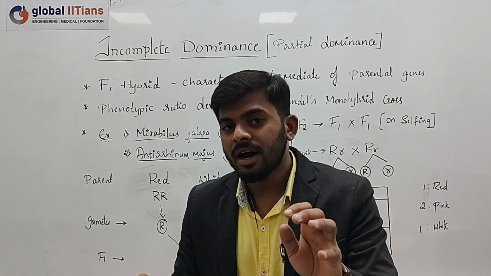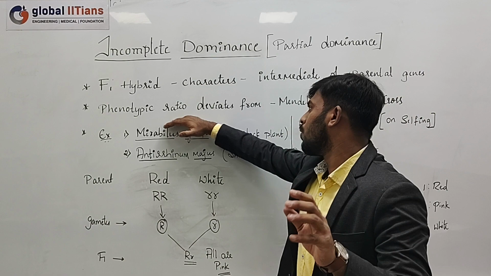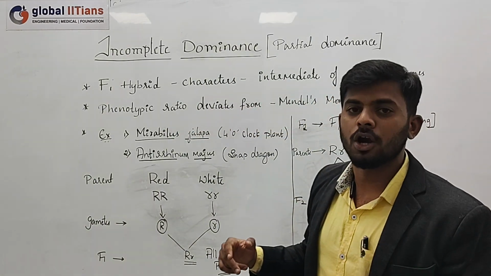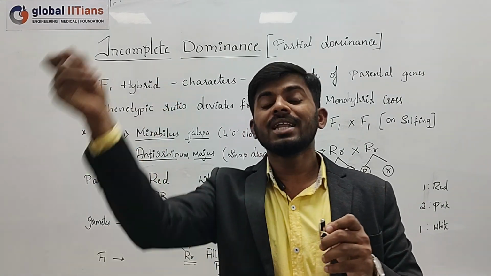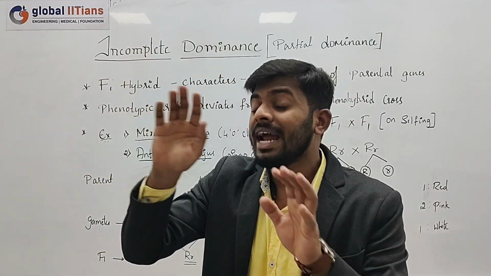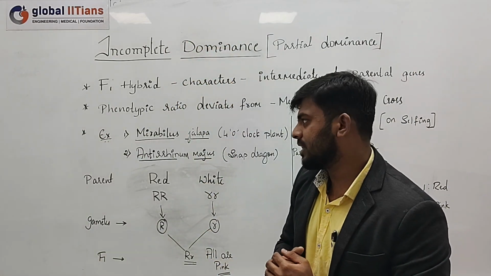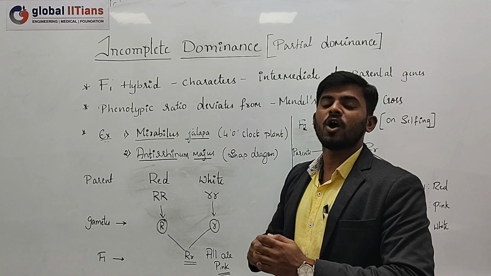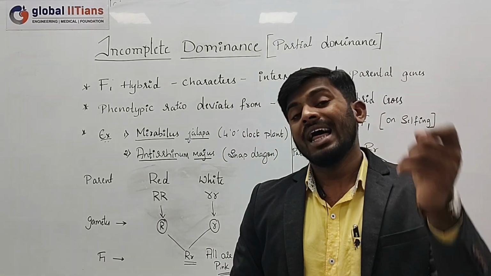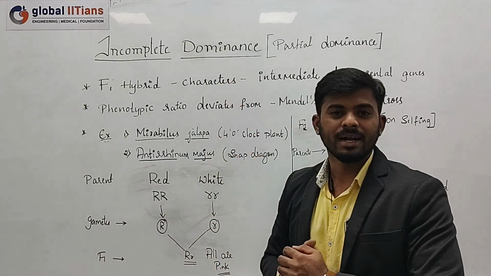Here, a very important thing we have to note: the phenotypic ratio deviates from Mendel's monohybrid cross. Generally, the Mendel's monohybrid ratio we saw, that is 3:1, won't be the same in this case of incomplete dominance. It is quite commonly seen in plants like the four o'clock plant and snapdragon. Now, let us understand in detail with an illustration of incomplete dominance.